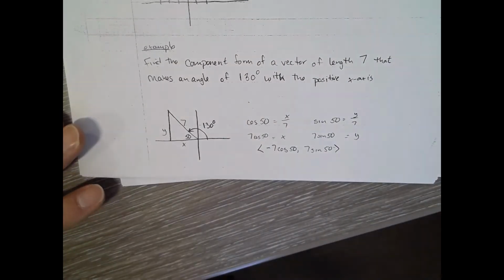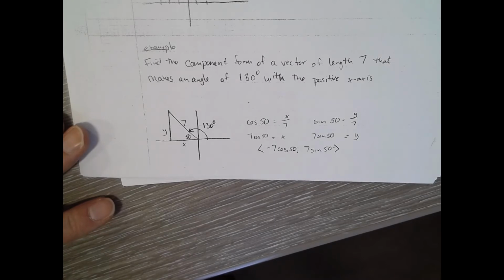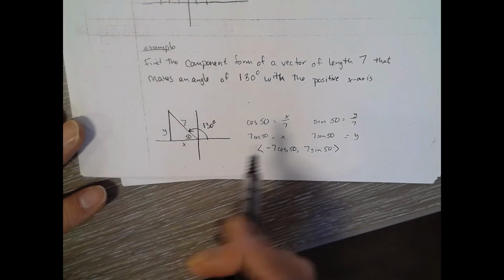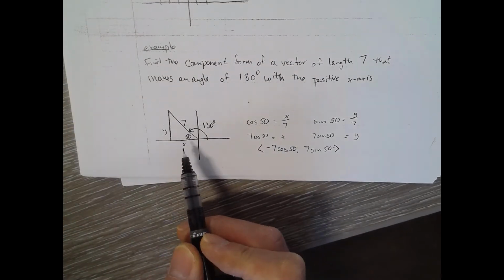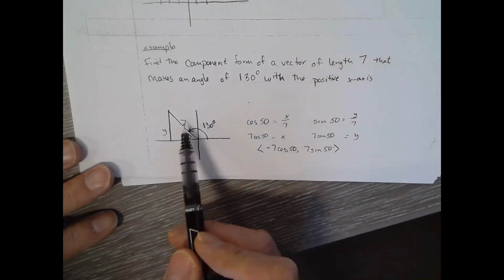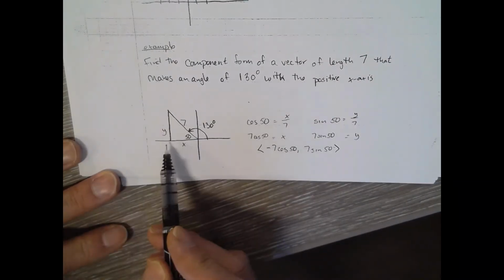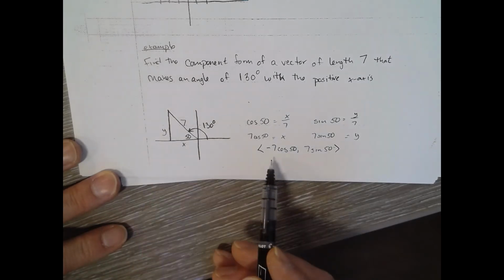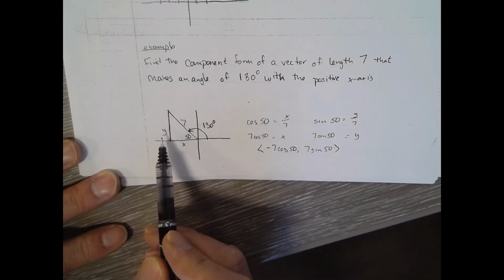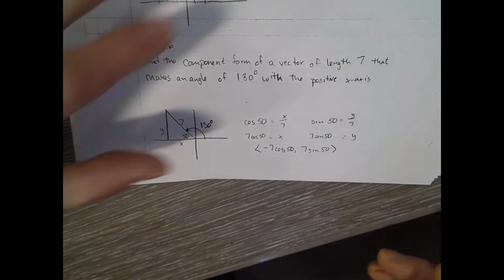Find the component form of a vector of length 7 that makes an angle of 130 degrees with the positive x-axis. There's my 130 degrees, so that means I have a 50-degree reference angle. The length is 7, so then you use trig, SOHCAHTOA style, and figure out what this is and what that is. This is the horizontal, it's negative because it's going left. There's your vertical, which is positive because it's going up. So far, so good?